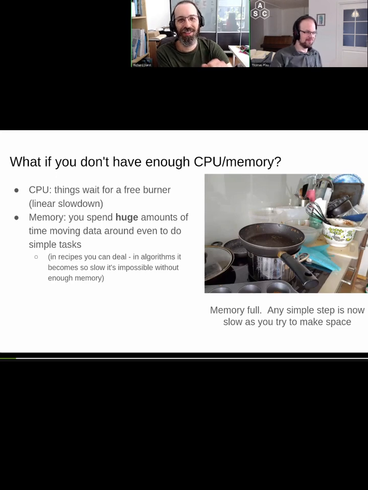This is one of my favorite pictures. So what happens when you don't have enough CPU or memory? If you don't have enough processor, then stuff's just slower. You cook it a little bit slower. But once you don't have enough memory, you can't do anything and stuff becomes really slow. And that's why when you get a better kitchen, it's not really more burners you get, it's more counter space.